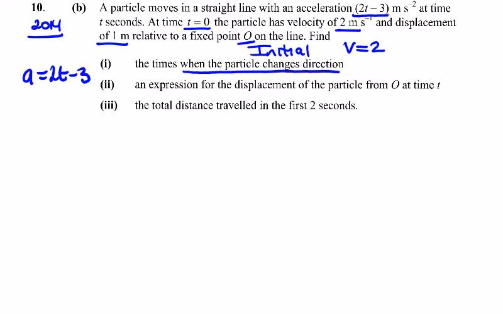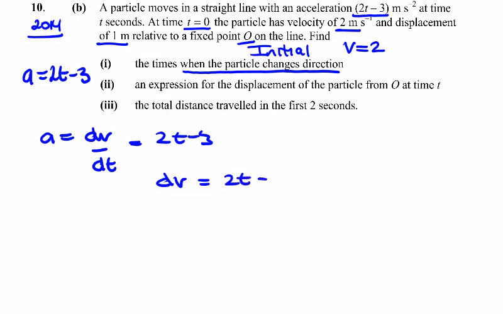Okay, so we have a and we need t, so a is dv/dt. So that's equal to 2t minus 3. So dv is equal to 2t minus 3 dt. So we need to integrate. And change in direction is when velocity is equal to 0. We saw this change in direction only once in the previous question. So when will my velocity be 0? Let's integrate here to find velocity.